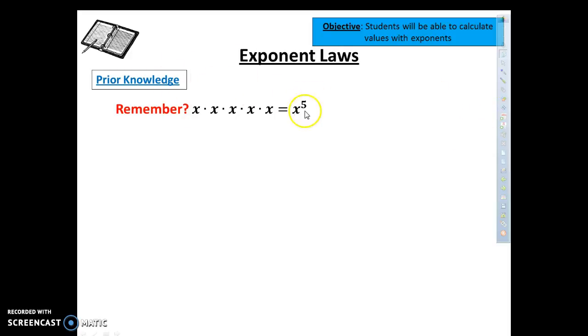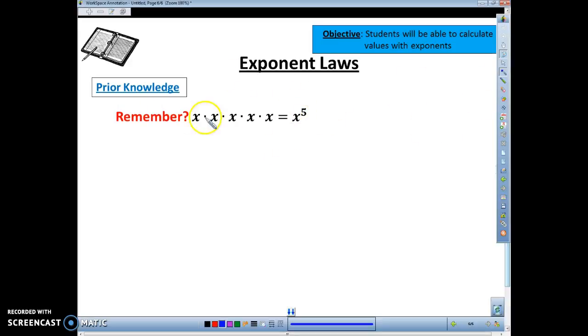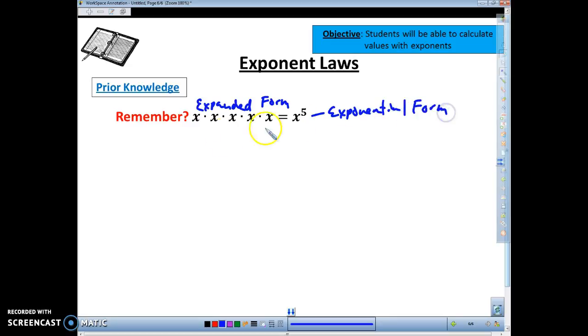Activating your prior knowledge: when we have a whole bunch of values multiplied times themselves, remember, we can shorten this expanded form into exponential form. In your notes, please write near here, this is expanded form, and this is exponential form. So when I have a whole bunch of values multiplied times itself, that's expanded form, and we can simplify this by multiplying it times itself, and then we write an exponent. So this is exponential form.